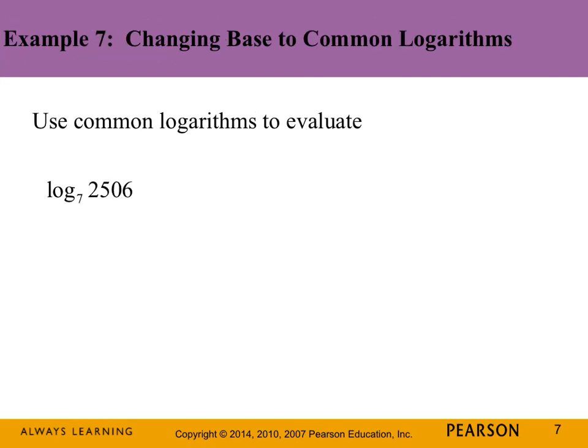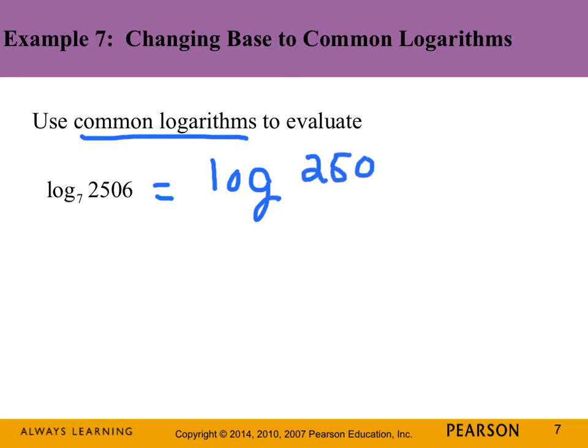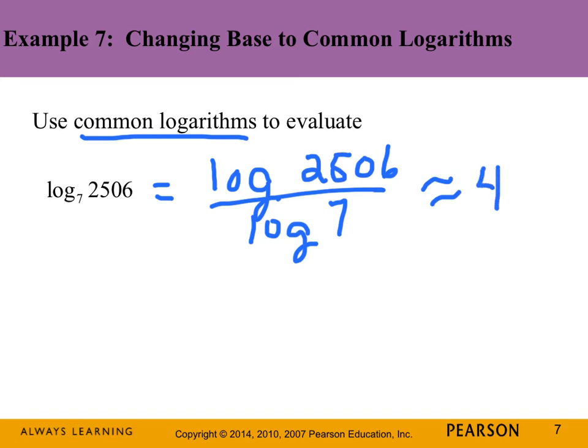So in example 7, we're asked to use, in this first part, common logarithms to evaluate log base 7 of 2,506. So check your rule. Okay, that says we may rewrite this as the log of 2,506 over the log of 7. And this you will need your calculator for. And that's going to equal about, let's round to the hundredths place, 4.02.